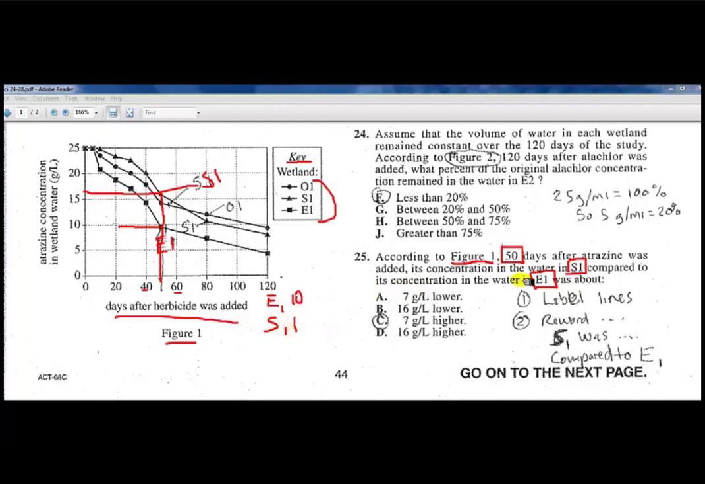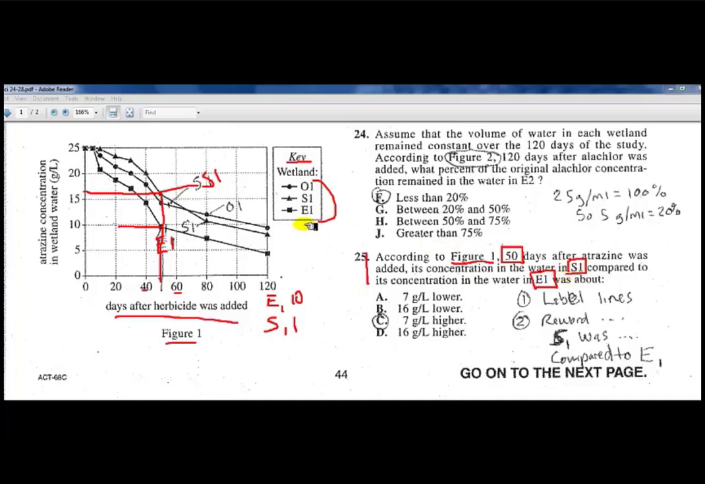The next thing we need to do is make sure that we word this into something that we understand. Read it one more time. According to figure 1, 50 days after atrazine is added, the concentration of the water in S1 is what?